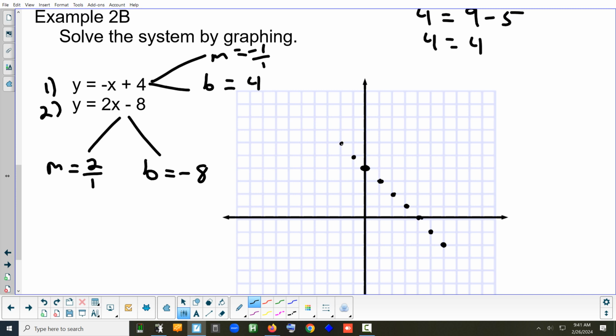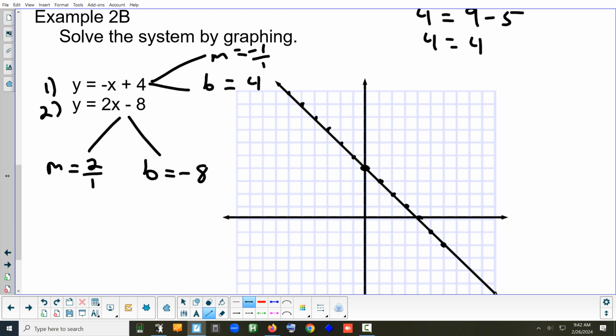Okay, so I made a bunch of dots. Again, you don't need that many. I'm just trying to make a really good picture. That looks pretty good. Okay, so there's my first one.